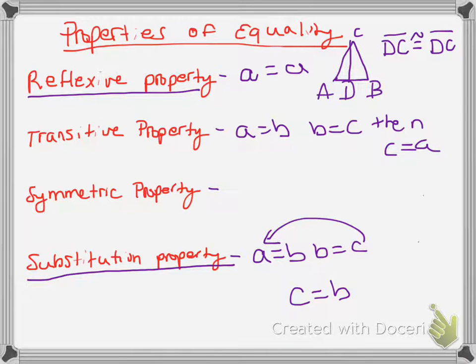For the symmetric property, you actually use this one a lot. You just don't call it the symmetric property. This one is if A equals B, then B equals A. How many of you have ever solved an algebra problem and gotten 5 equals X? Well, yeah, we all have, and almost all of us immediately turn around and say, well, I'm going to write it X equals 5. That is the symmetric property. All you're doing is flipping it. So these are the properties of equality that we're going to be using when we move into doing proofs.